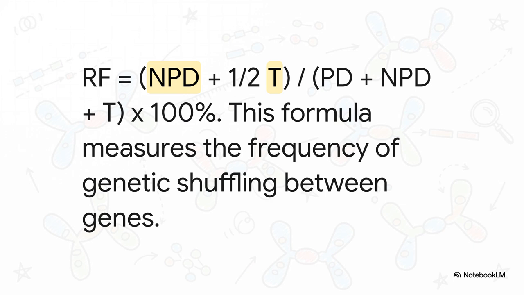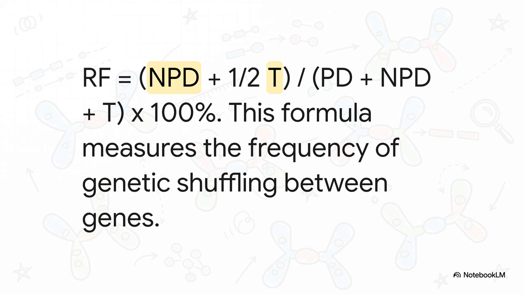On top, in the numerator, we're basically counting all the recombinant events. We take all of our NPDs, and then we add half of our tetratypes. Why half? Well, because in a tetratype, exactly half of the spores are recombinant. Then, we just divide that by the total number of tetrads we counted.